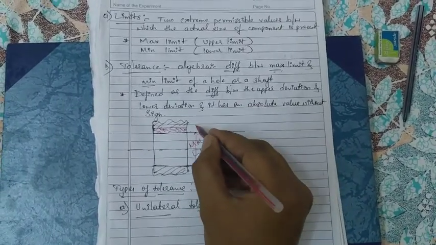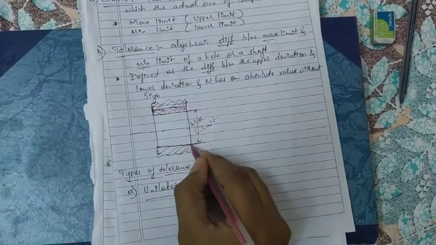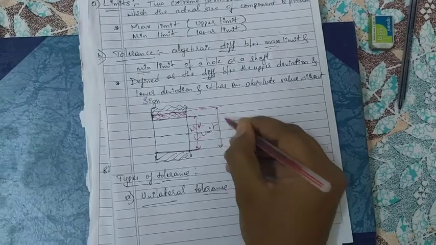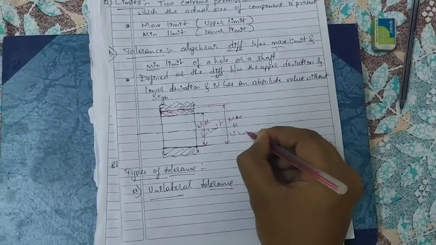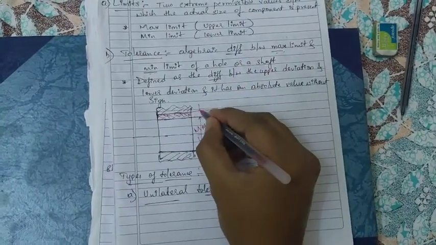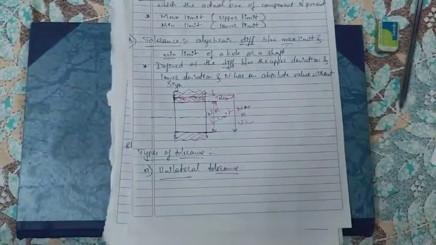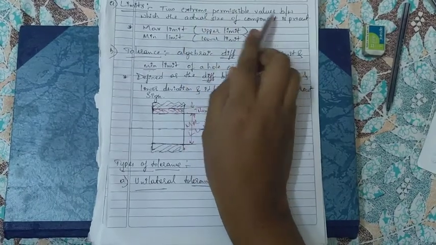So from here to here we have drawn a separate part like this, right? From here to here is the maximum, or upper limit. So this is the upper limit and this is the lower limit. The difference between these two we call the tolerance.